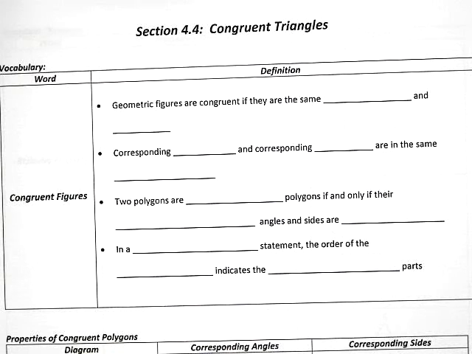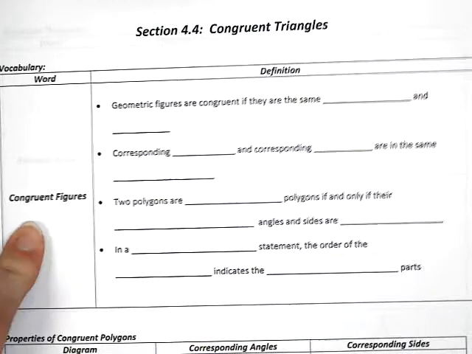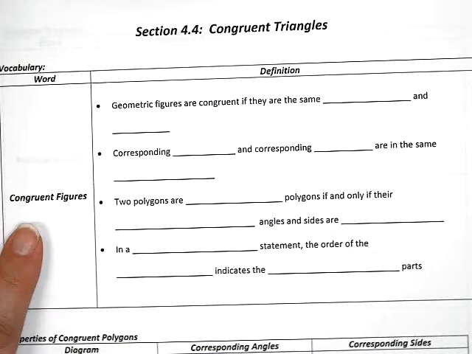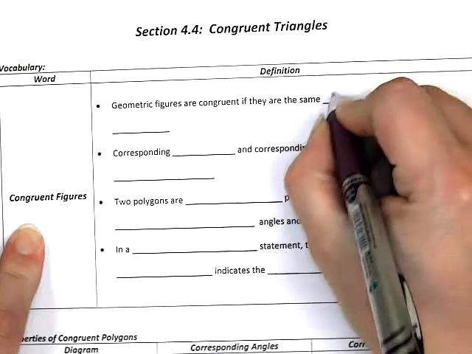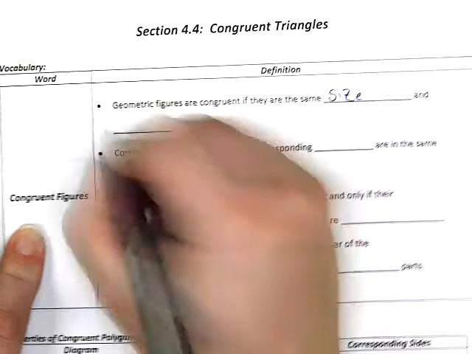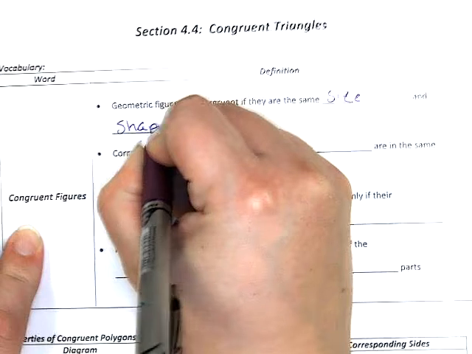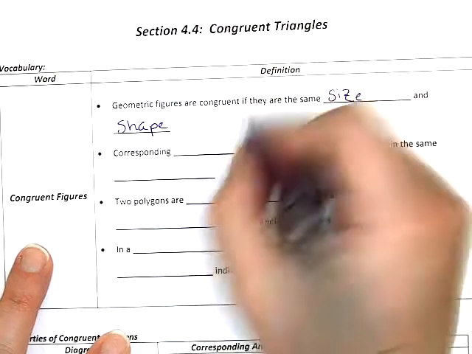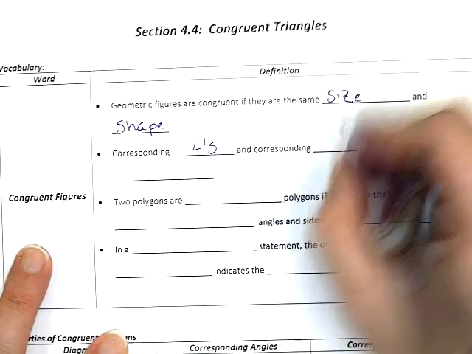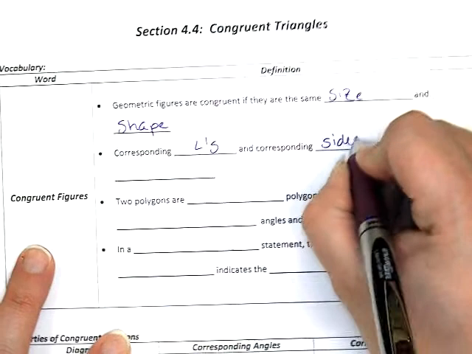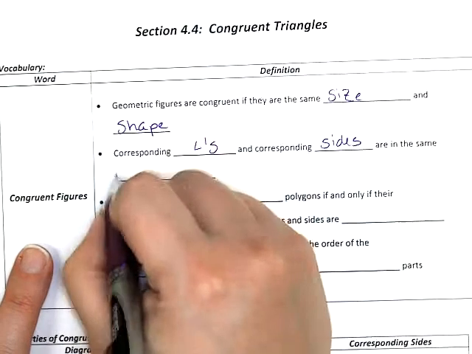Hey everyone, we're going to talk about section 4.4 and it is all about congruent triangles. So we have talked about angles being congruent or segments being congruent. Now we're going to talk about congruent figures. Alright, so geometric figures are congruent if they are the same size and shape. Corresponding angles and corresponding sides are in the same position.